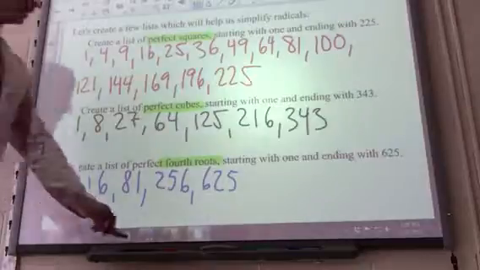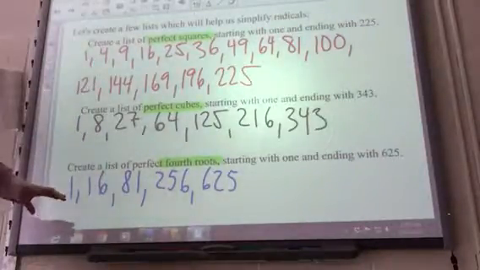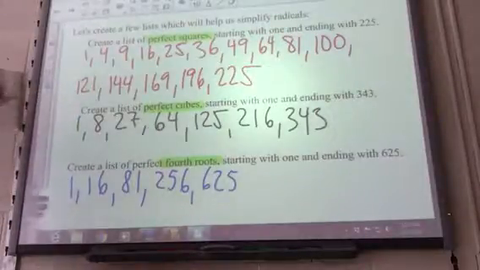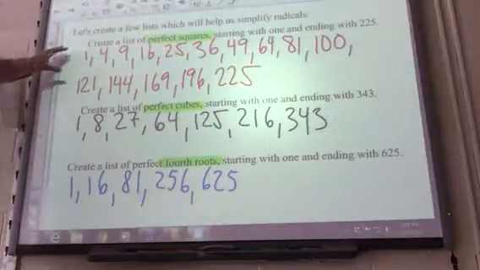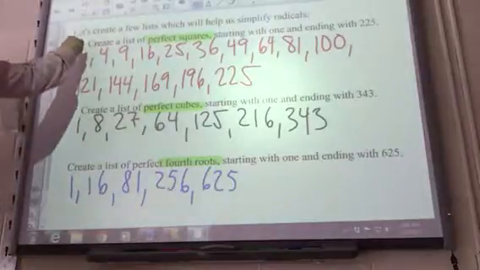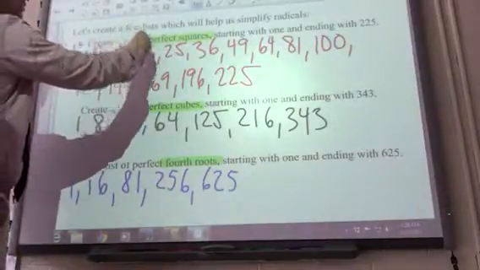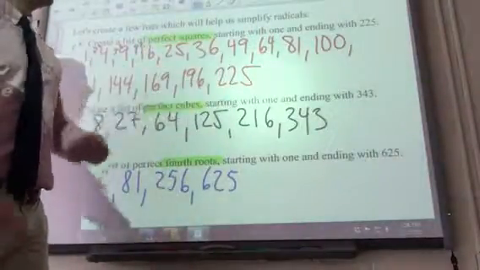So we have to start by generating our list of perfect squares, cubes, and fourth roots. I recommend pausing the video now to write down all these numbers. When you create these lists, you're basically taking numbers and squaring them. So we have 1 squared, 2 squared, 3 squared, 4 squared, and so on and so forth. 5, 6, 7, all the way up to 15 squared.